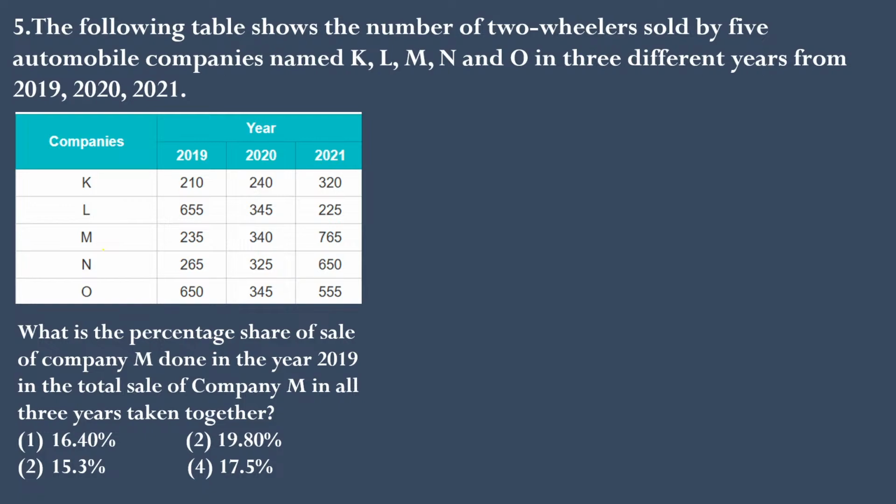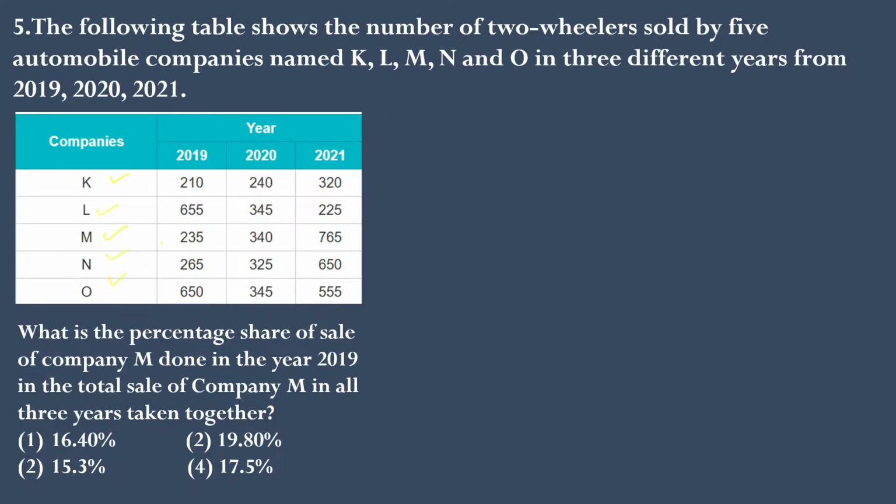Right. See the question here. The following table shows the number of two-wheelers sold by 5 automobile companies named K, L, M, N, O.